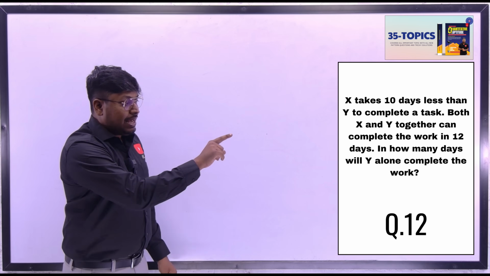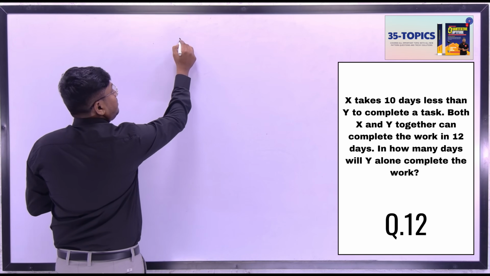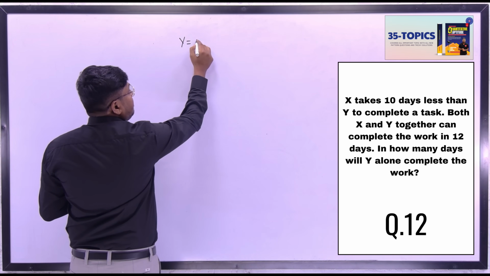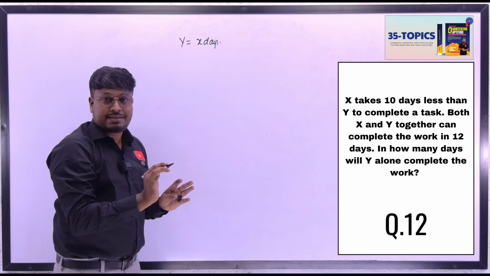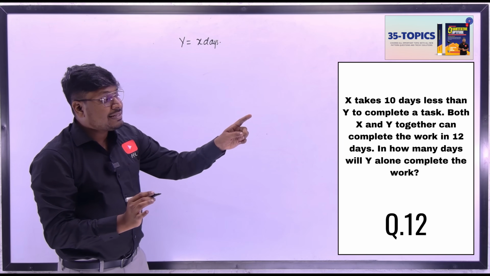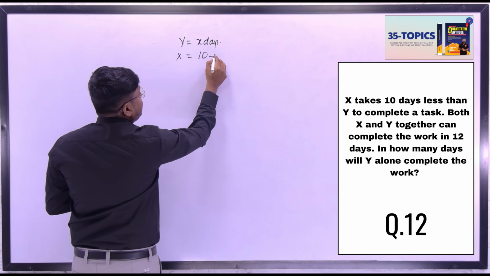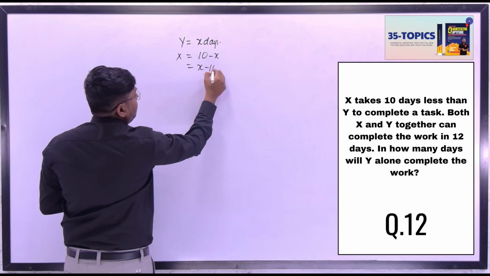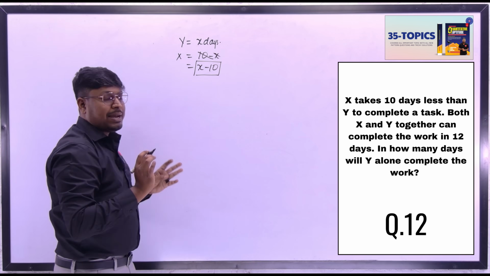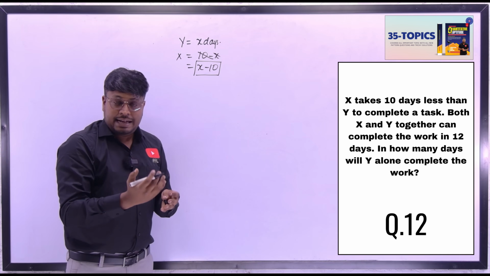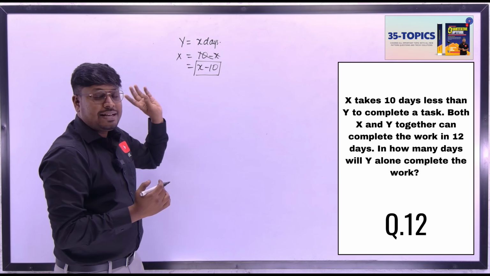Similar concept, here x takes 10 days less than y. That means if y can complete a piece of work in some days, let's assume 10 days, then what about x? x takes 10 days less than y, so x will be 10 minus x or x minus 10. We don't know whether the value of x will be 10 less or something, so let's consider x minus 10. He is taking 10 days less than y.